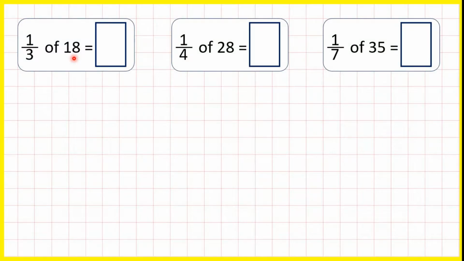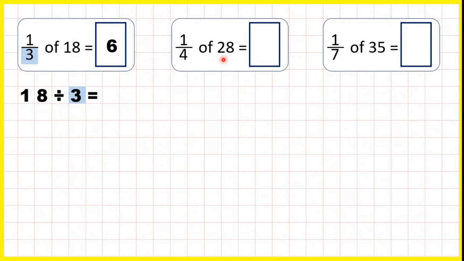For these questions, we're finding a unit fraction of a number. Now, a unit fraction is any fraction which has a numerator of 1. And so to find a unit fraction of a number, all we need to do is divide it by the denominator. So for this first question, we're just dividing 18 by 3. That's 6, so 1/3 of 18 is 6.